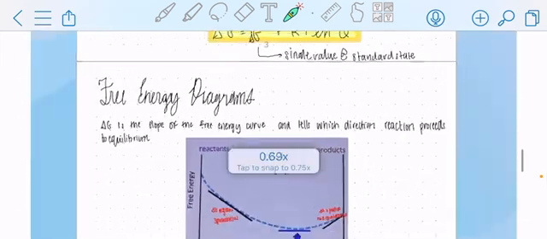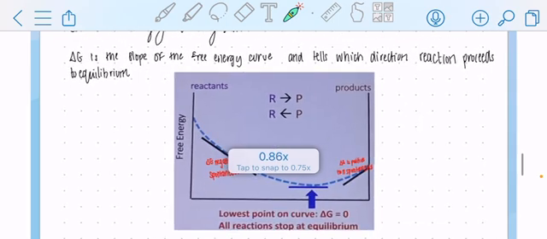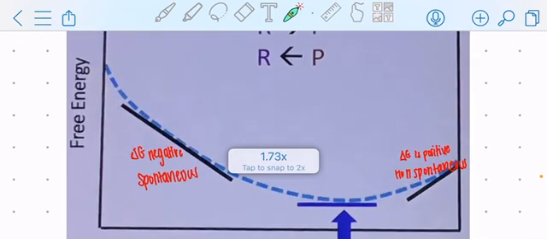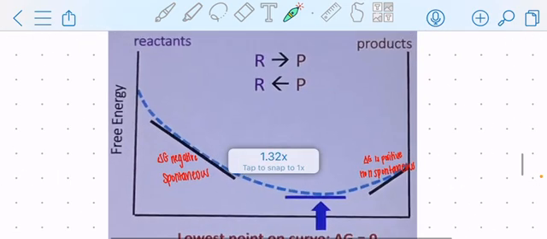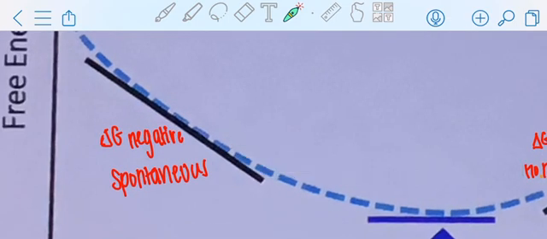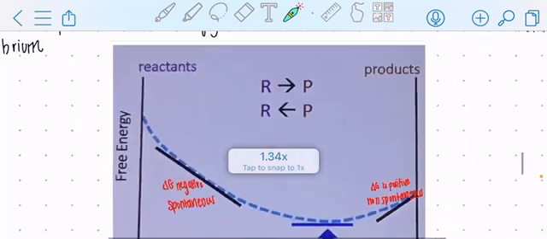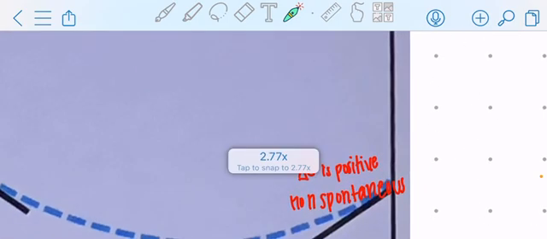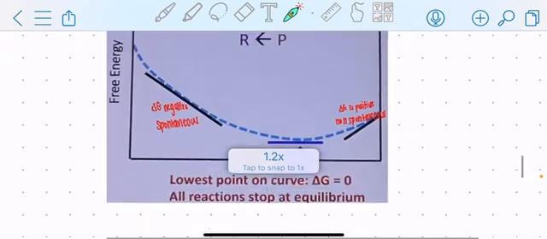Now, free energy diagrams. Free energy diagrams are useful because the slope is the change in G, and the curve tells us which direction the reaction will proceed to equilibrium. So for instance, whether there are more products or more reactants, here we see that when the reaction is going from reactants to products, the change in G is negative and the reaction is spontaneous. When the reaction is going from products to reactants, or shifting to the left, the change in G is positive, and so the reaction is non-spontaneous.